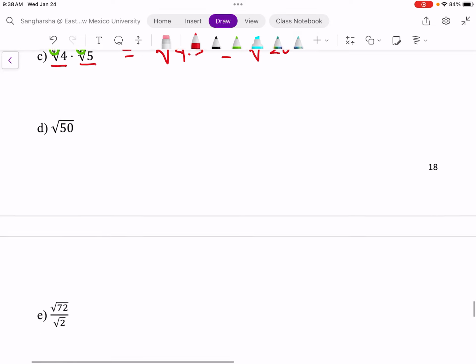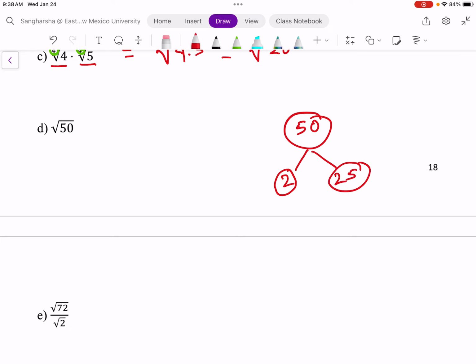Okay, in number d, we have the square root of 50 and we want to rewrite this. Now, what is 50 equal to? Let's use our tree diagram to write 50 as prime factors. The smallest prime number that divides 50 is 2, so 50 divided by 2 is 25. The smallest prime number that divides 25 is 5. 25 divided by 5 is 5. So we can rewrite 50 as 2 times 5 times 5, which is 5 squared. So here we have the square root of 2 times 5 squared.